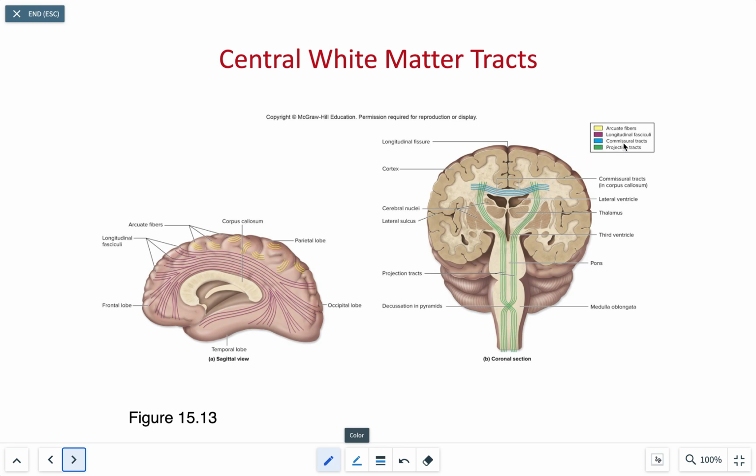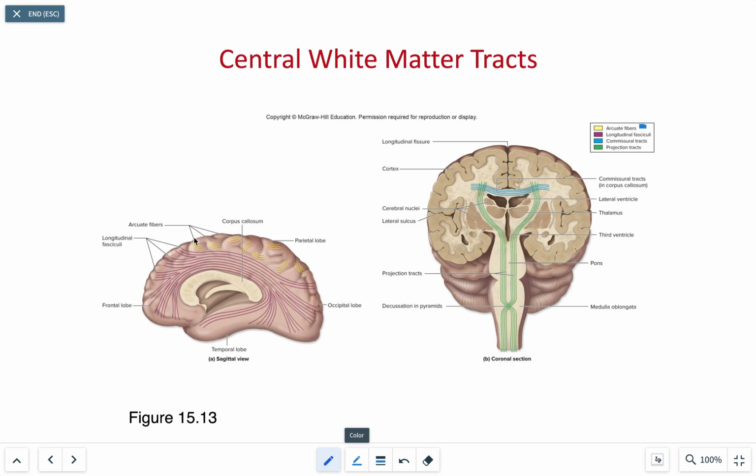So the first one we're going to look at is the arcuate fibers. That would be over here, they're lightly yellow. These are association tracts. They're going from different regions of the cerebral cortex. So we see some in the frontal, some in the parietal. But mainly what they're doing is connecting the neighboring gyri, or the folds, within the same lobe.